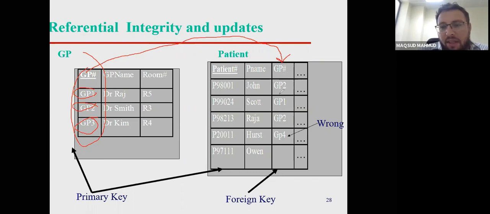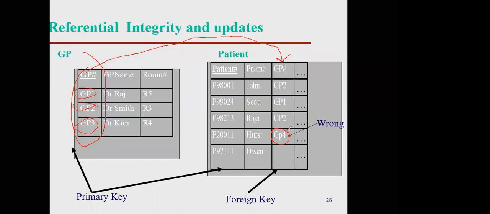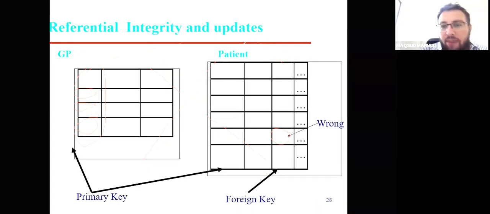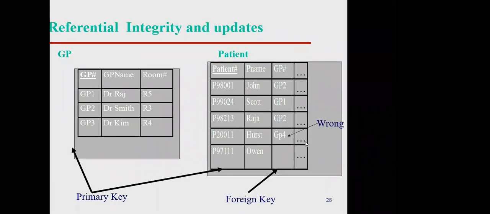So here I told you it can be repeated. You can repeat GP2, you can repeat GP1, but GP4 is not allowed. There is no GP4 here. So this is an error. This is wrong. So here referential integrity is lost. You cannot put that one. That was the point over here.